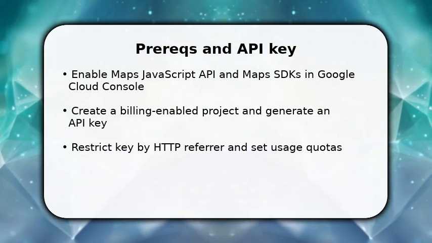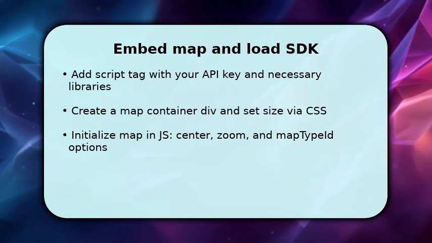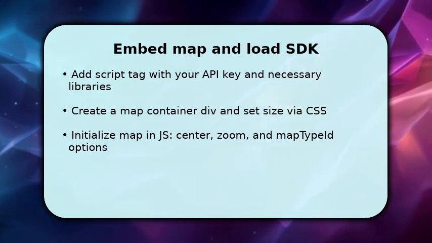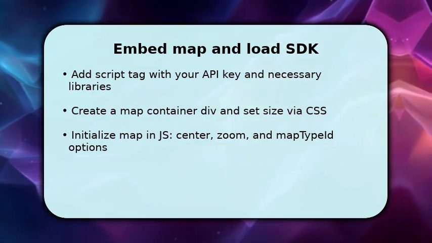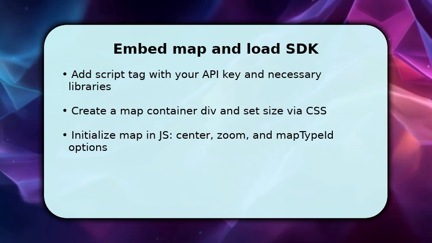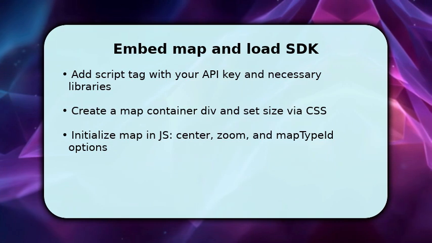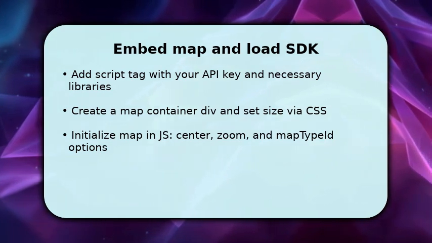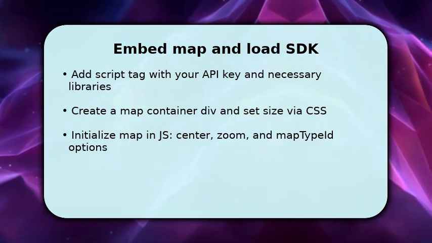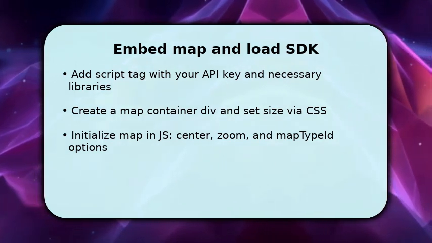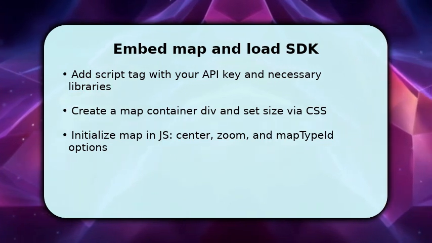You now embed the Maps JavaScript SDK by adding the script tag with your API key and desired libraries, such as Places. Then create a visible map container div and apply CSS dimensions so the map renders correctly. Initialize a new Google Maps map with center coordinates, zoom level, and map type ID. This creates the interactive map instance. Once initialized, attach controls or event listeners for clicks and drags. This middle step wires the SDK to your DOM and gives you a live map object.